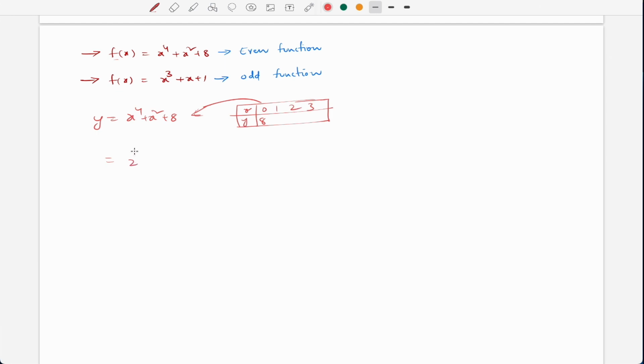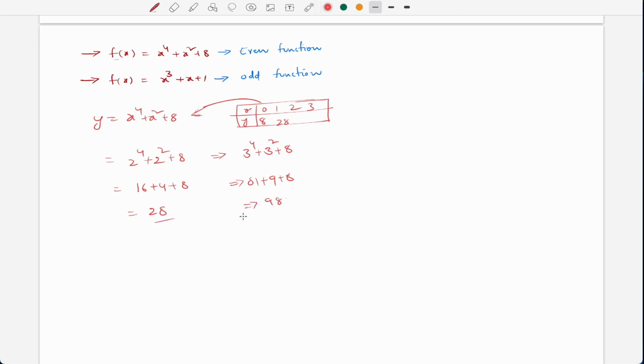I'm plugging in the value of 2 over here. So 2 to the power 4 is 16, plus 4, plus 8, right? So then it will become 28. If it is 3, then it will become 3 to the power 4 plus 3 squared plus 8. What is the value of 3 to the power 4? It is 81, plus 9, plus 8, which is equal to 98.